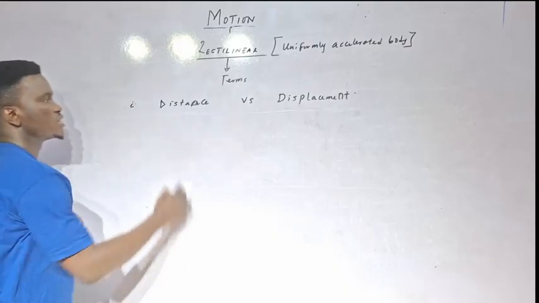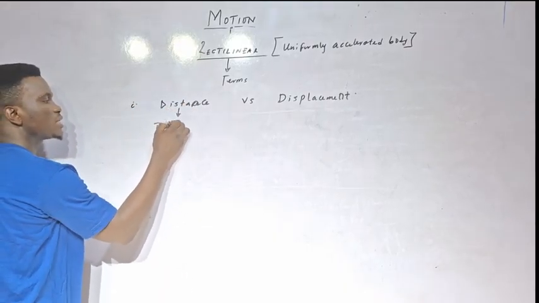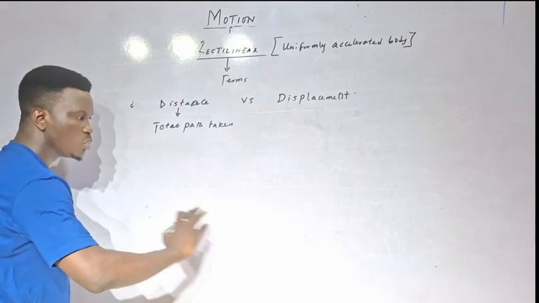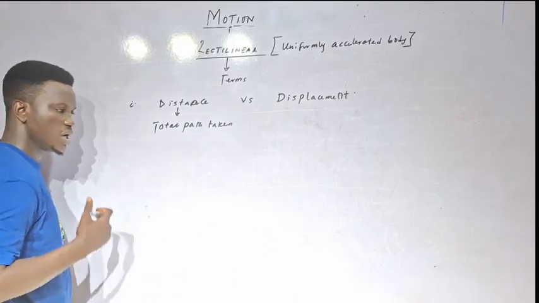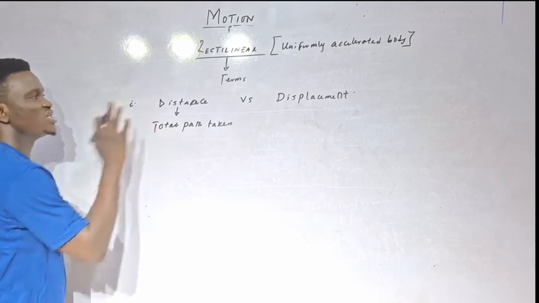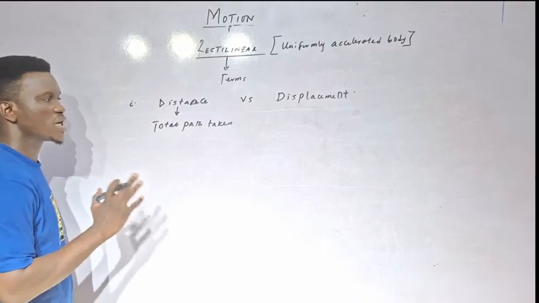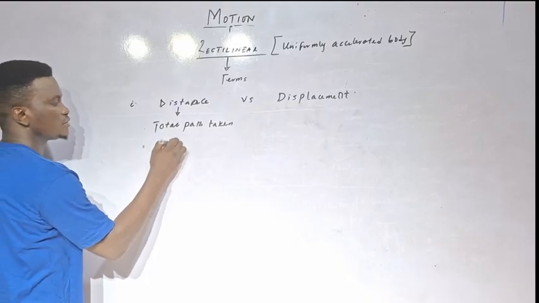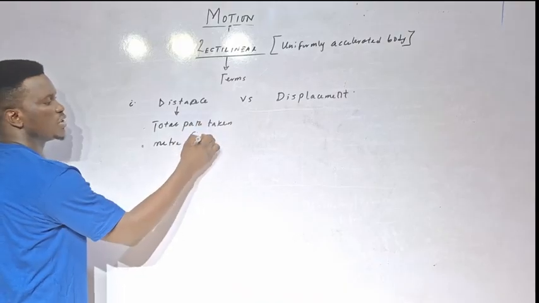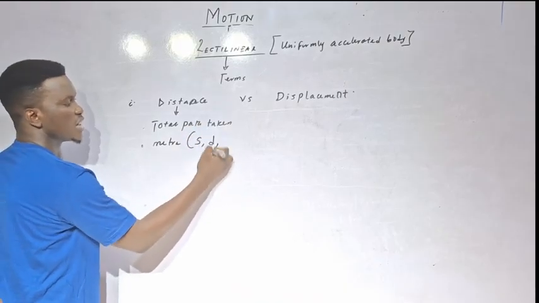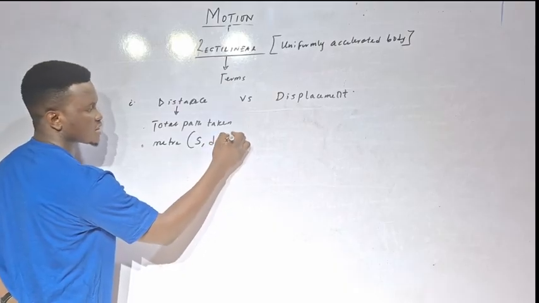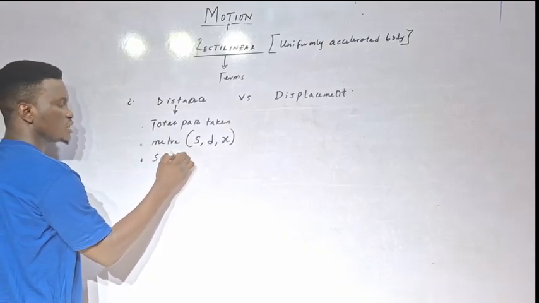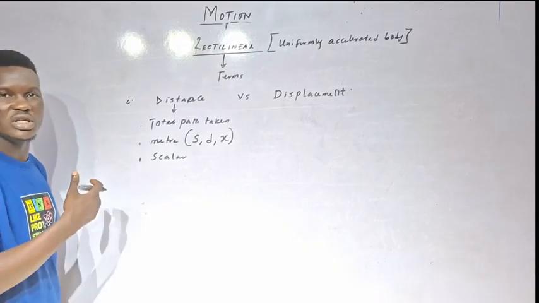So what is distance? Distance is defined as the total path taken. So the total movement of a body, the total length covered by a body is what we call the distance, the total length. So irrespective of how it moves, it is what we call the distance. The unit of distance is meter. And distance in physics can be represented as S, can be represented as D, and can be represented as X. So let's note that. Now, another thing you need to note is that distance is a scalar quantity. It does not give direction.